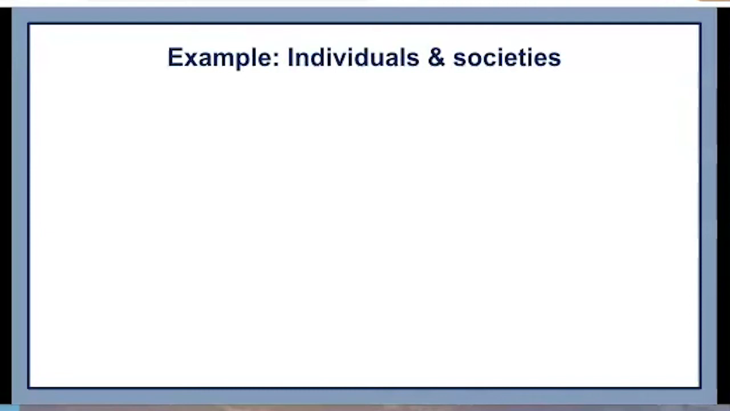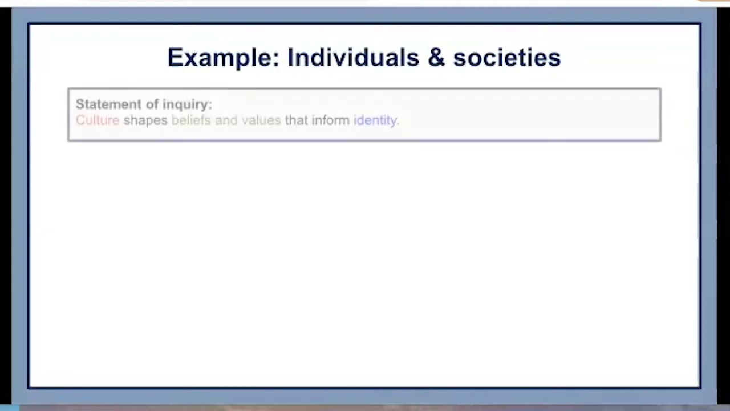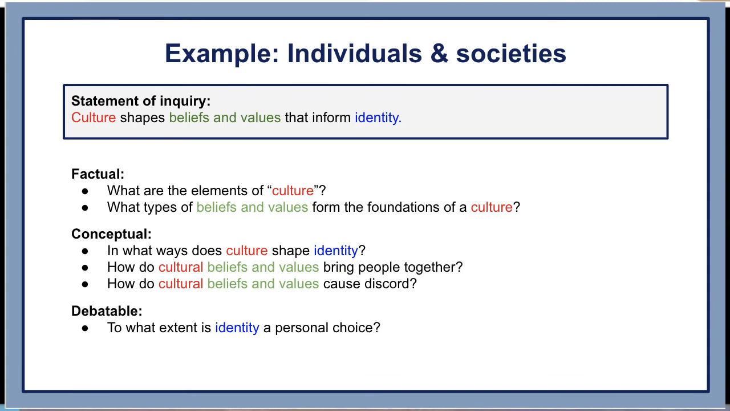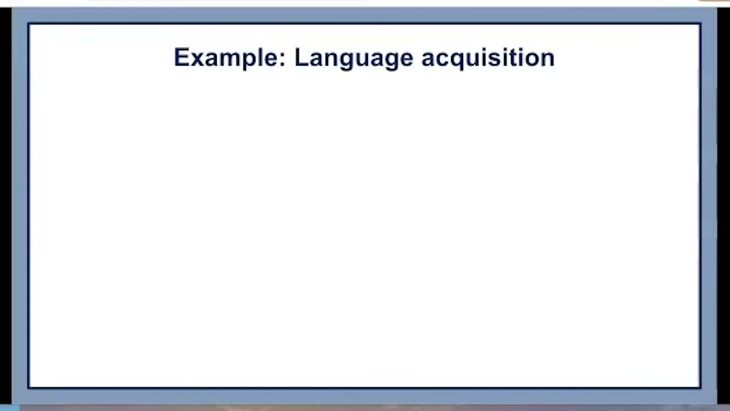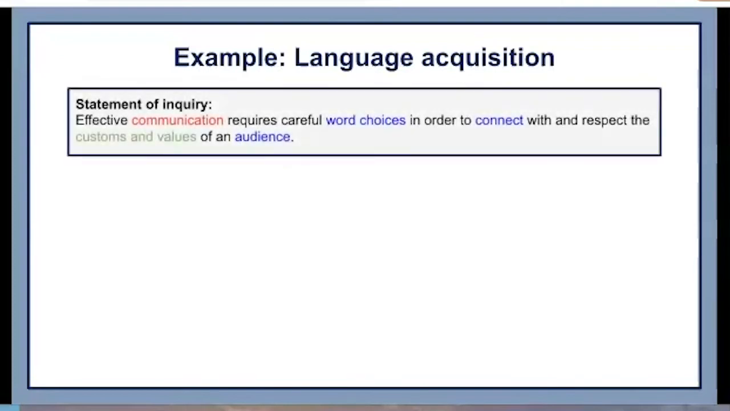Next, individuals and societies. We have the statement of inquiry: culture shapes beliefs and values that inform identity. Then language acquisition. Statement of inquiry: effective communication requires careful word choices in order to connect with and respect the customs and values of an audience. Think for a moment, what could those questions look like?